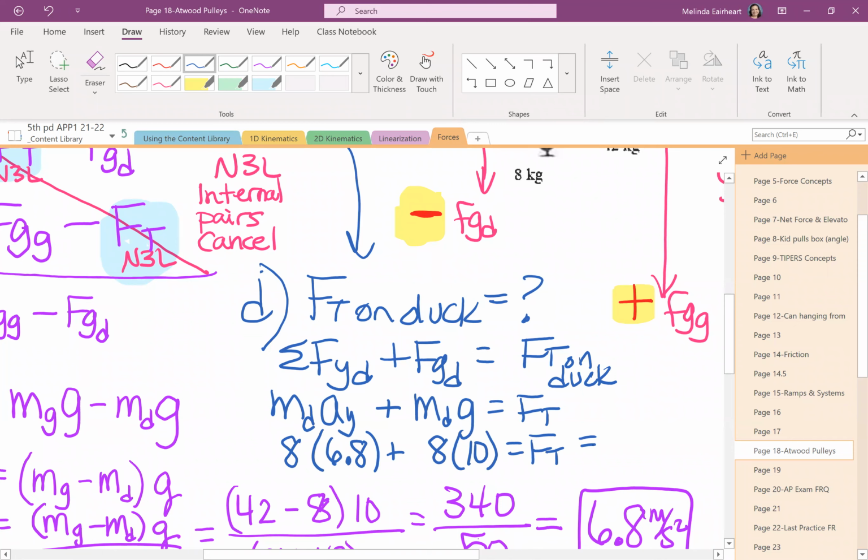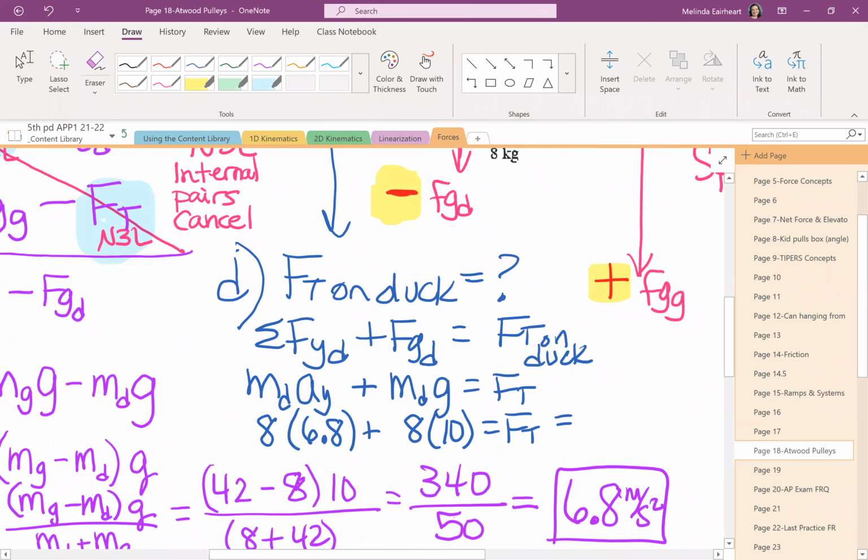Notice we should get a number bigger than the weight. Remember earlier in the diagram, I said that the tension should be bigger than the weight. I said, trust me, right? If it accelerates upward, the upward force has to be bigger. Oh, so close.